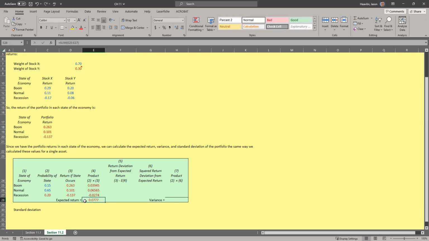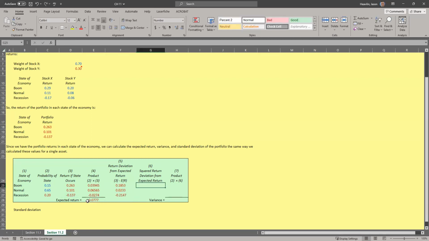Now that we have the expected return, we can use that to eventually get variance. So the return deviation from the expected return. It's, as it says there, column 3 minus the expected return. So whatever is here minus this. I'm going to lock that one in because it's going to be the same number on the expected return for all of them. As you can see, it's each one of them minus that.